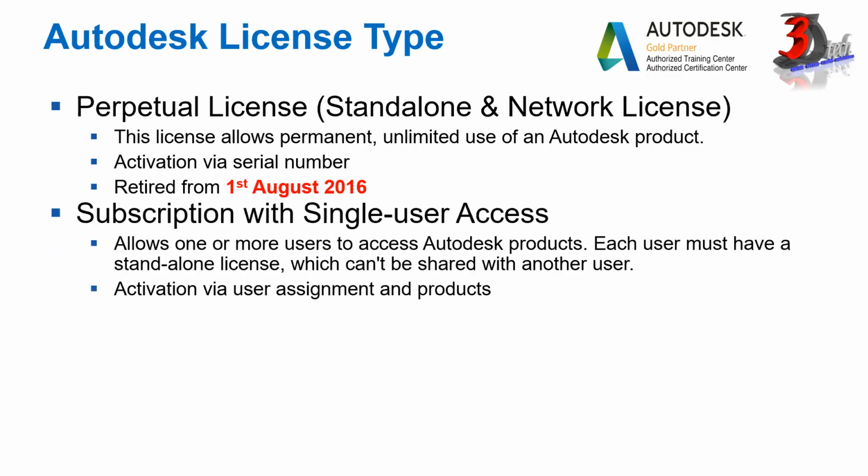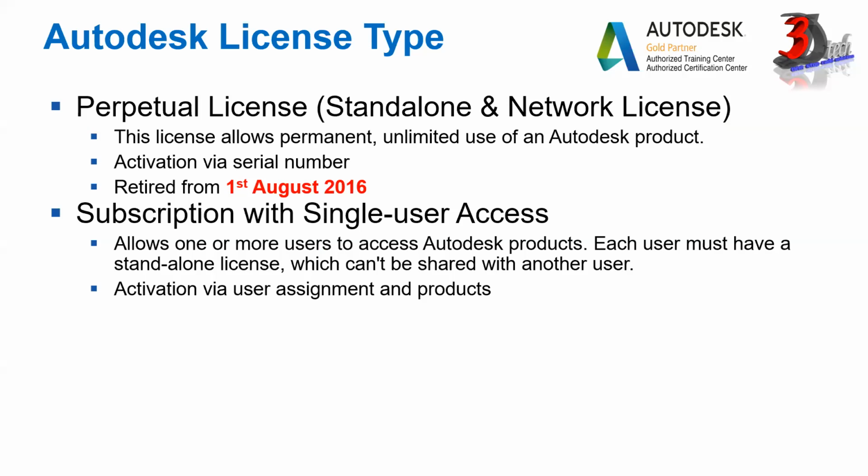For subscription license, subscription comes with a single user access as well as a multi-user access. For single user access, it allows one or more users to access Autodesk product. Every user must have a standalone license, and this license you can't share with other users, because it is unique to an individual. So when you install and activate the license, first and foremost, you need to assign the user, and then the user needs to sign in before they can actually use the product. If the user is not assigned, they can't have access to the software and can't use it at all.